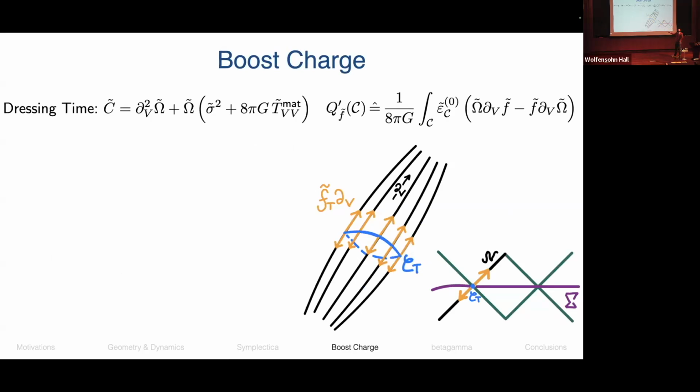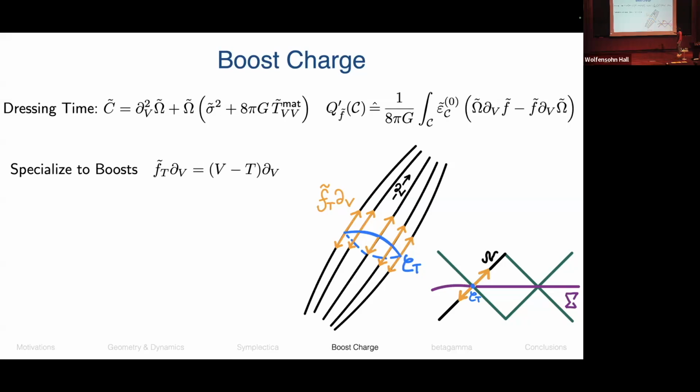Now I'm going to use this dressing time, and in particular, the Raychaudhuri equation in dressing time, mu tilde is equal to 0, so it's just equal to this, where I have some matter, and the charge is just equal to that. This is just a time reparametrization charge, so it's general. I'm going to restrict it to a particular generator, which is the boost. It's a boost whose fixed point is V equal to T, so it's just V minus T partial V. So this cut C_T is the one at V equal to T.